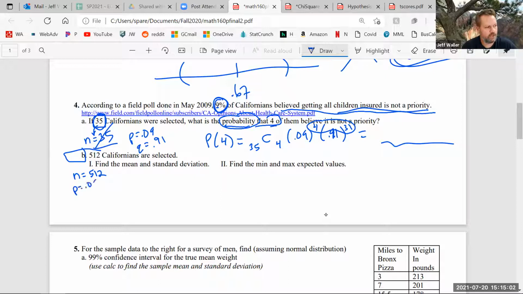P is still 0.09. Q is still 0.91. Is that cool? Some people start to change these. How can you change the percentage of Californians who believe this? You can't just change that by me writing a question on a test. Suddenly somebody goes, wait a minute, maybe they should get insurance. No, right? So the P and the Q stay the same because that is just the way things are. So what is the formula for the mean? It's a beautiful little formula, the best formula ever for the mean, for an NPQ problem.